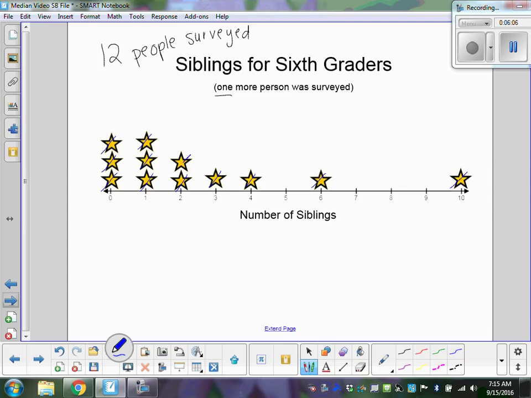Well, notice this time, because we have an even number of pieces of data, that we don't have a number that is right in the middle. Our median is right here. It's in between 1 and 2, and that's okay. So we're going to find the value that is in the middle of 1 and 2. If we think about a number line, well, we can say that it's 1.5.